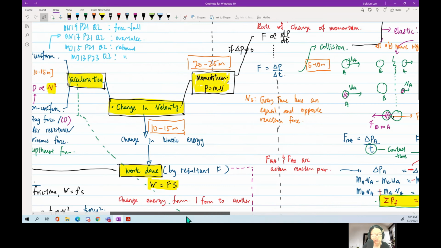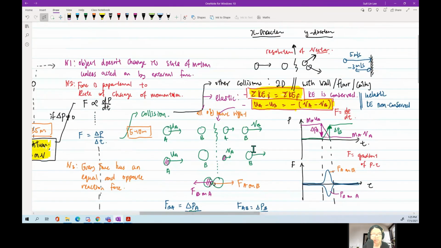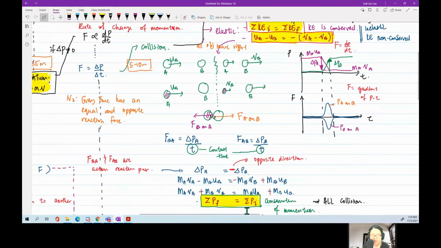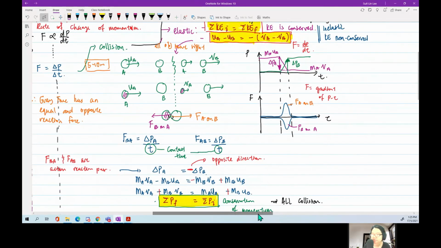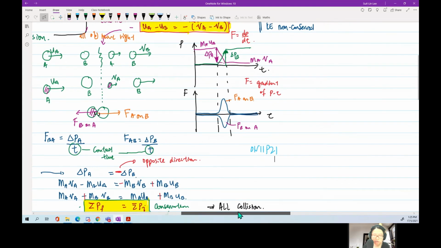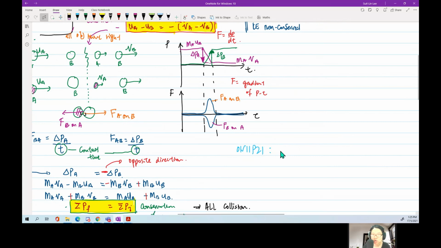Moving on to collisions. Okay. So where should I write this? I'm going to write this here. Okay, so collisions. Try out the ON11 paper 2-1, which is the rebound plus wall collision.